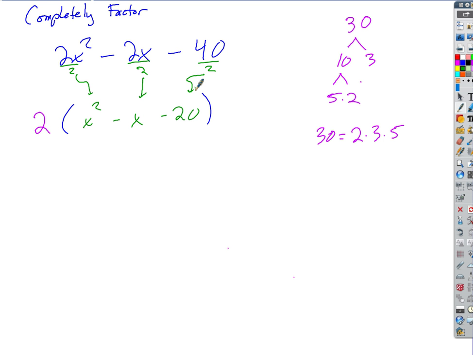Okay, so we broke out a greatest common factor of 2. Now our goal is, can we split apart this big quadratic factor, x squared minus x minus 20? Is that done, or can I factor that further? Can I split it apart into a product of 2 factors? So we can try. Either it's going to work or it's not.